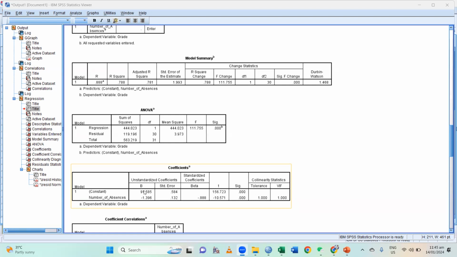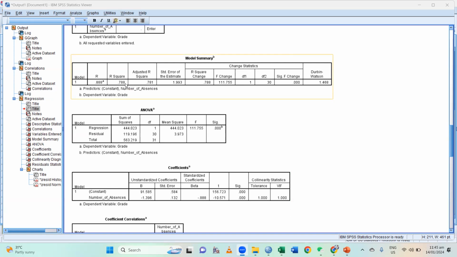Y equals negative 1.396x plus ang constant amo ng y-intercept plus 91.585. And take note, how much of the variance, focus here, how much of the variance can be attributed to your independent variable? So dili, no? Focus ka sa r squared. This is approximately pila ka percent gani? 0.788. This is 78.8%.